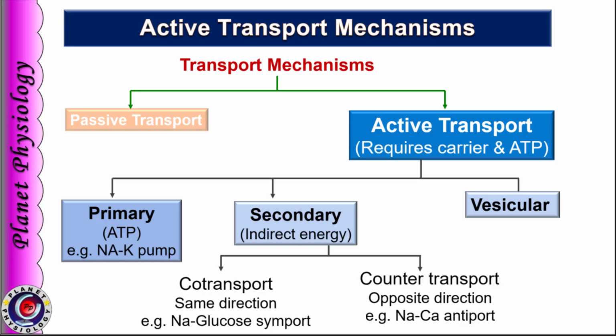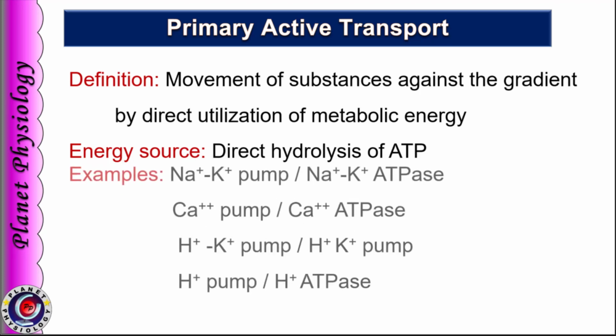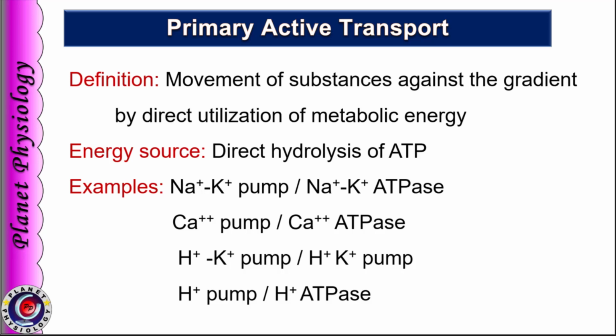Primary active transport is defined as movement of substances against the gradient by direct utilization of metabolic energy. So here energy source is ATP. Important examples of primary active transport include sodium-potassium pump, calcium pump, hydrogen-potassium pump and hydrogen pump. As these carriers utilize ATP for their activity, they have ATPase activity associated with them and hence they are also called as ATPases. For example, sodium-potassium pump is also called as sodium-potassium ATPase.